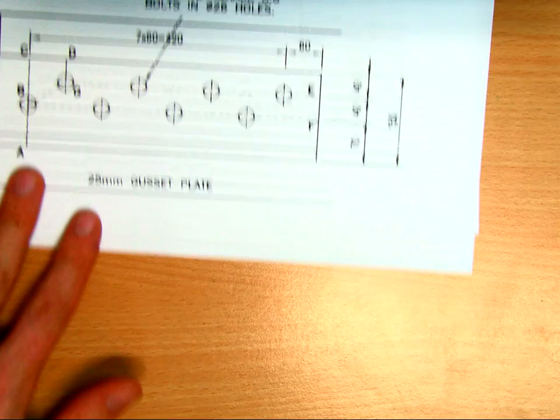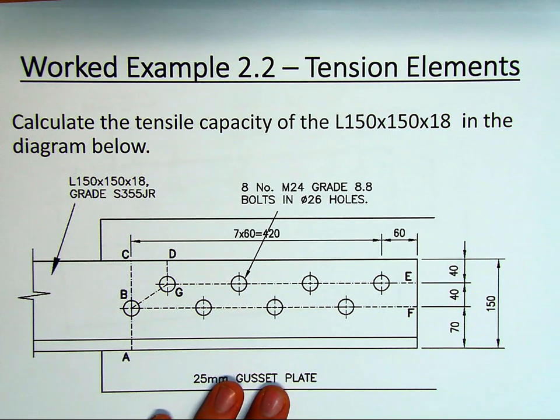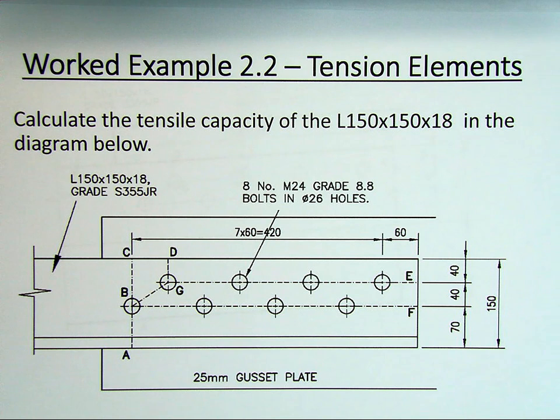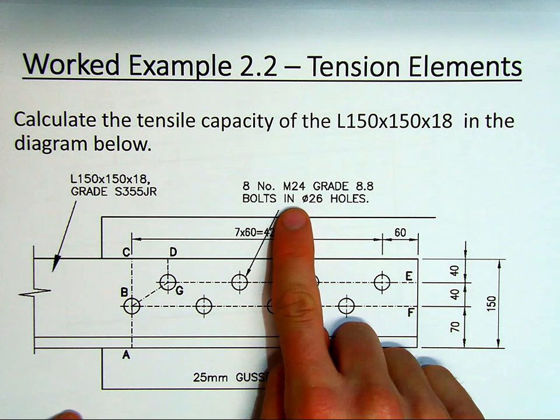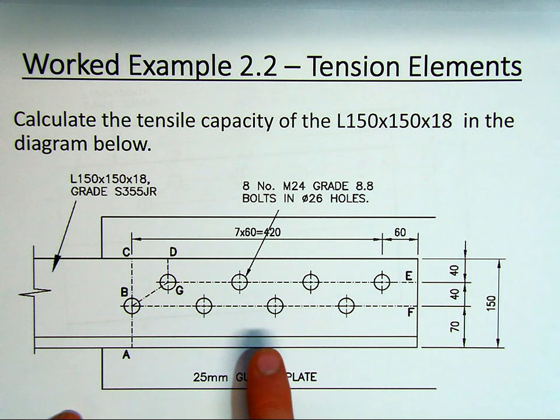To introduce the problem to you, what we have to do today is determine the capacity of a tension element. There is the example. It's a 150 by 150 by 18, grade 355 JR. There are 8 bolts, the M24, it's a 24 diameter in class 8.8 or grade 8.8. And then these are in 26 diameter holes, but we'll have a look at that later.